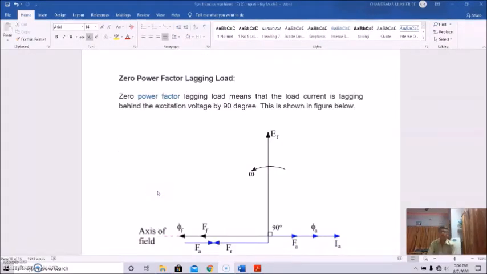Now we'll discuss zero power factor lagging load. Zero power factor lagging load means load current is lagging behind the excitation voltage by 90 degrees, and this is shown here. This is the excitation voltage, and this is the load current. So the armature current is lagging behind this excitation voltage by 90 degrees. Basically, this is the time phasors, and this is the space phasor. Actually, this is the field MMF and the flux. So this is the combined figure of the zero power factor lagging load armature reaction phasor diagram.